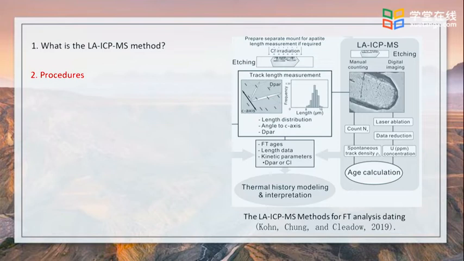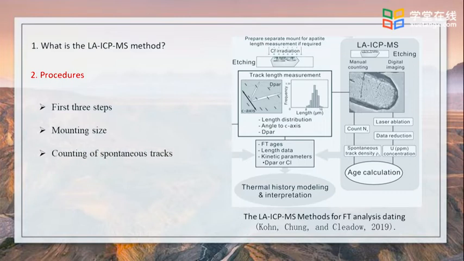The sequence of ICP MS method is illustrated in the red figure. The first 3 steps are the same as the EDM, including grain mounting, polishing, and then etching to reveal the spontaneous fission tracks. Prior to mount preparation, it is important to confirm that the mount size can be accommodated by both the microscope stage and the laser cell, as each laser cell may have specific sample dimension requirements.